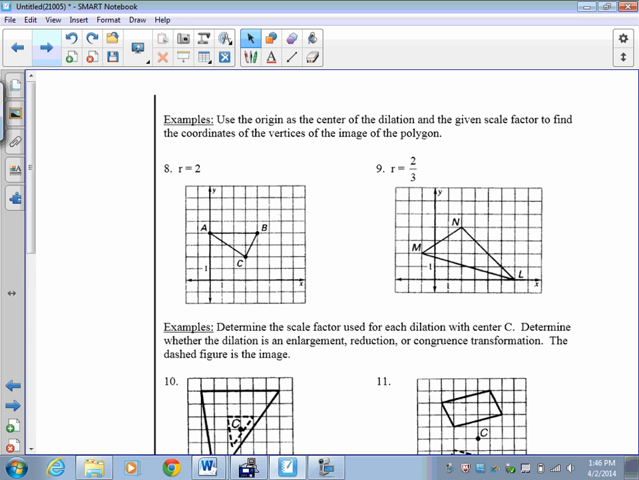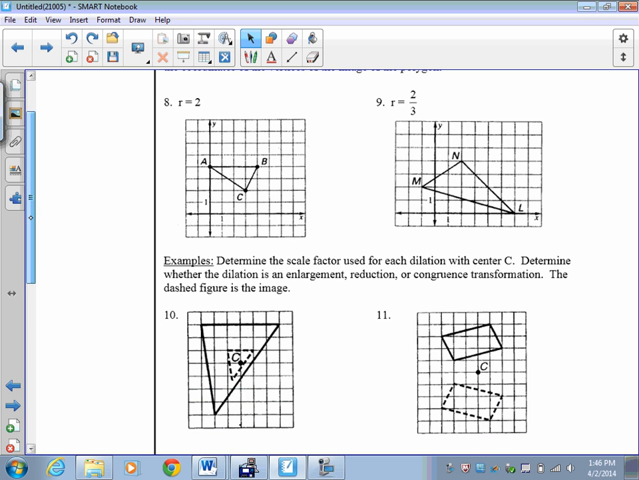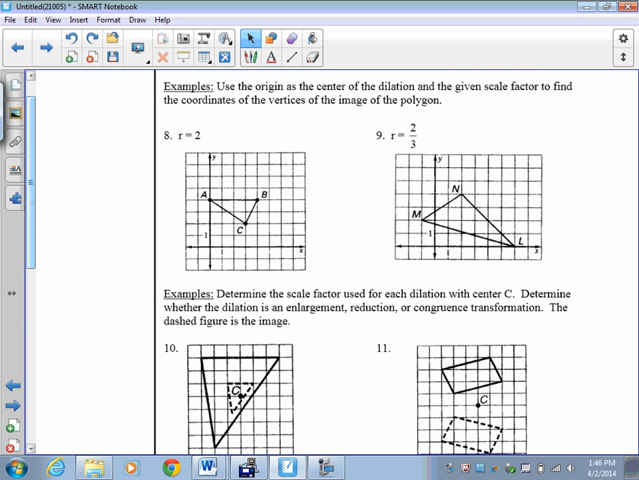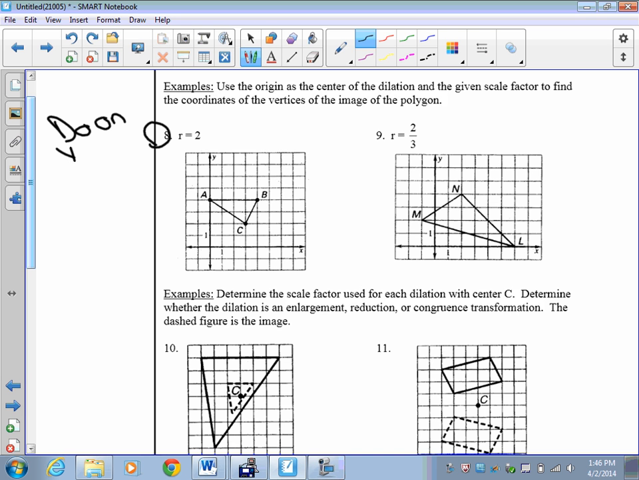So this is going to be the last page for dilation. We're given the scale factor, and we need to change the dimensions. So I want you to do 8 on your own. And we will do 9 together.